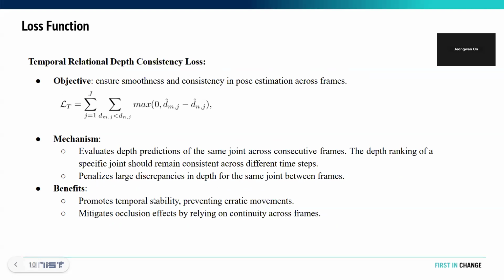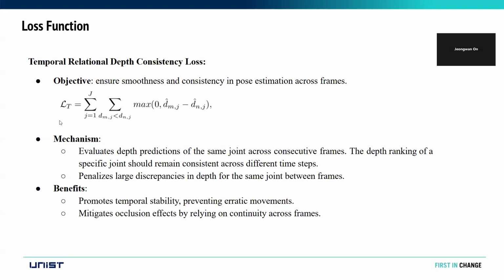For the temporal relational depth consistency loss, they ensure the smoothness and consistency in the pose estimation across the frames. So they evaluate the depth of the same joint across consecutive frames, and they use the depth ranking to specify that one joint in one frame should remain consistent among the frames unless there is a valid reason like movement or something else. So if they don't meet the condition, there's a penalty.